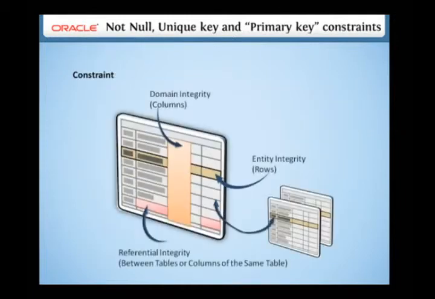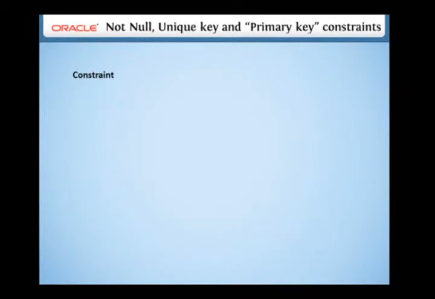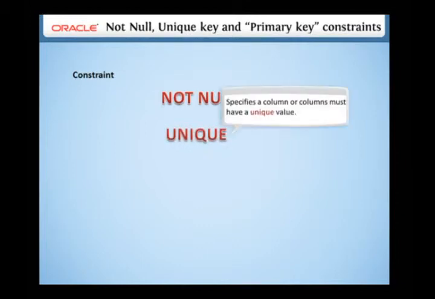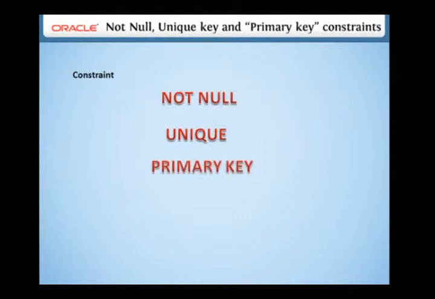Take a look at this image, which shows different types of constraints in a table. Let's see the different types of constraints. Not null. This constraint specifies that the column cannot contain the null value. Unique. This constraint specifies a column or columns must have a unique value. Primary key. This constraint uniquely identifies each row of a table.